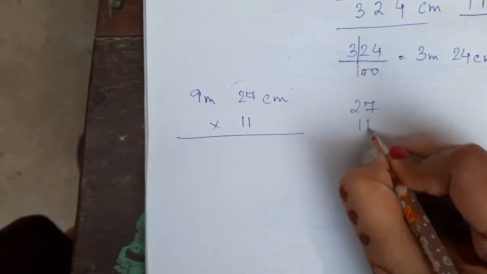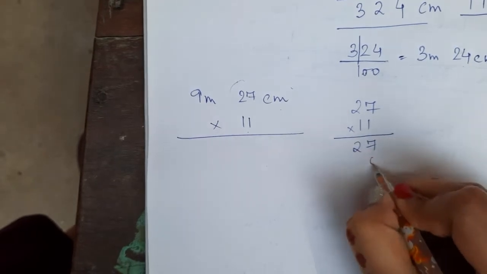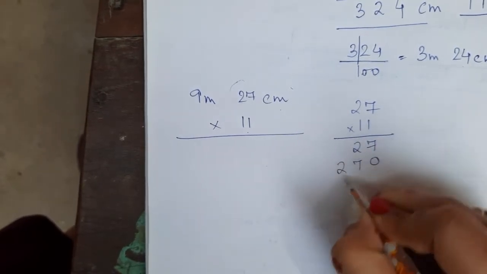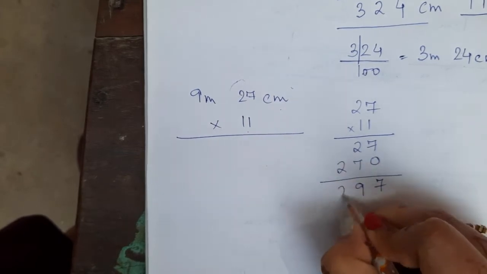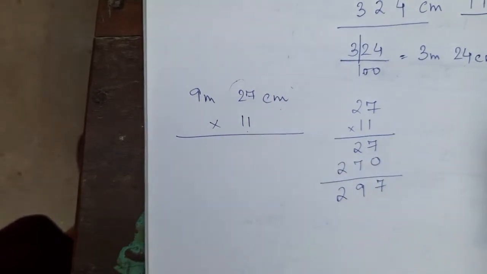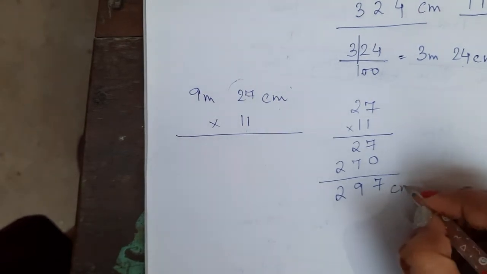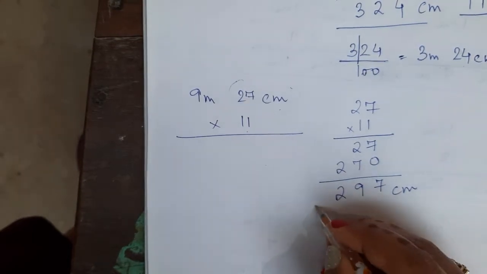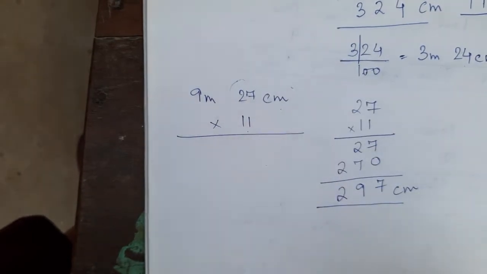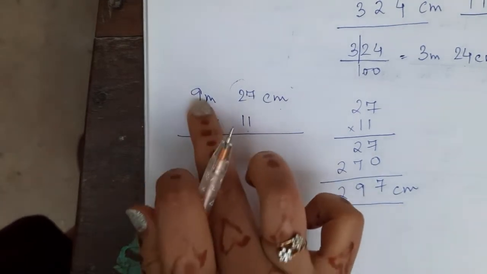27 multiplied by 11. 1 7s are 7, 1 2s are 2. 0, 1 7s are 7, 1 2s are 2. 7, 7, 8, 9, 2. Which unit, students? Meter or centimeter? Yes, centimeter, because I am multiplying 11 with 27 centimeter. Now what is the next step, students? Yes, we have to convert it. Why? Because there is meter here.